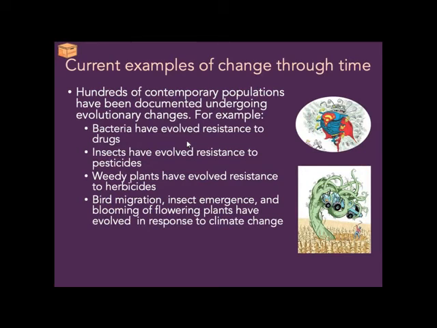All right, let's get some other examples of change through time. We can actually see change happening in the here and now. For example, we can see bacteria evolving resistance to drugs that we're using to try and kill them. We can see insects evolving resistance to pesticides, and weedy plants evolving resistance to herbicides. We also see that climate change affects bird migration, when insects emerge from the ground or from their eggs, and when flowering plants bloom. Those are all examples of change through time that we can see in our own lifetimes. So this gives us evidence that species are dynamic, that they change, so they're not fixed or unchanging.